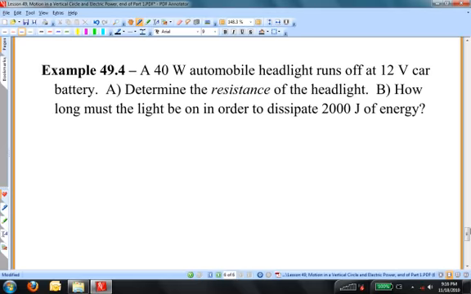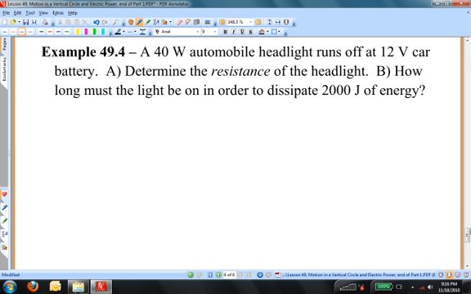Here's the last example. A 40-watt automobile headlight runs off a 12-volt car battery. A, determine the resistance of the headlight, and B, how long must the light be on in order to dissipate 2,000 joules of energy? I think I would find it helpful to sketch a circuit diagram in this. I've got a 12-volt battery and a 40-watt bulb. I don't know what the resistance is, but because I know what the power is, I can use one of the power formulas along with this voltage to figure out what the resistance is.